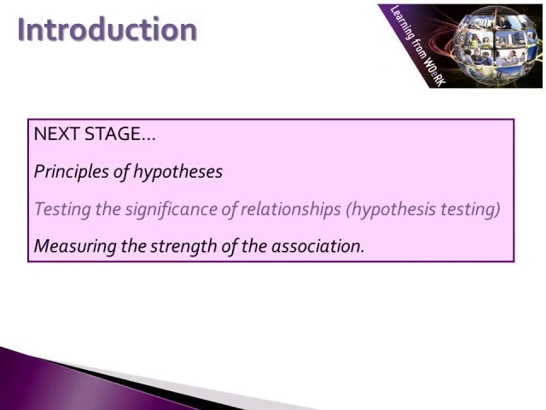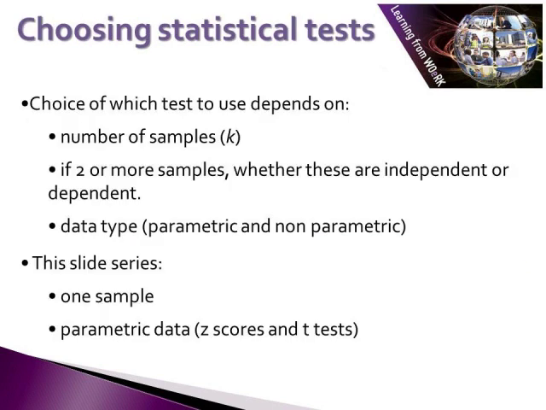Having determined the principles of setting hypotheses, the next stage is to examine the statistics used in hypothesis testing. This will be about testing the significance of relationships explored. We will be looking at measuring the strength of these associations later on in the module series. There are many different tests that we can use to test the significance of relationships.